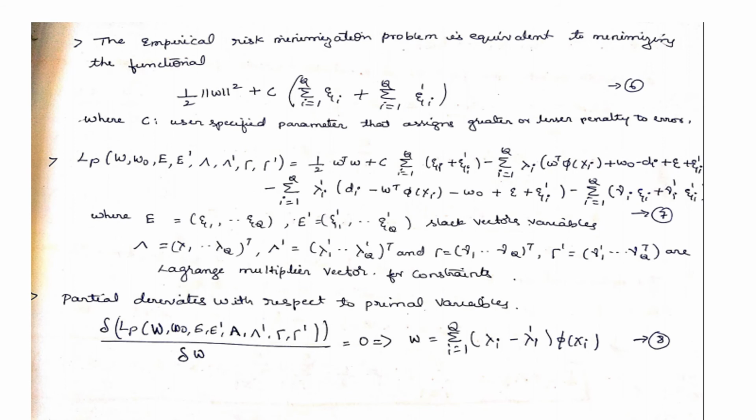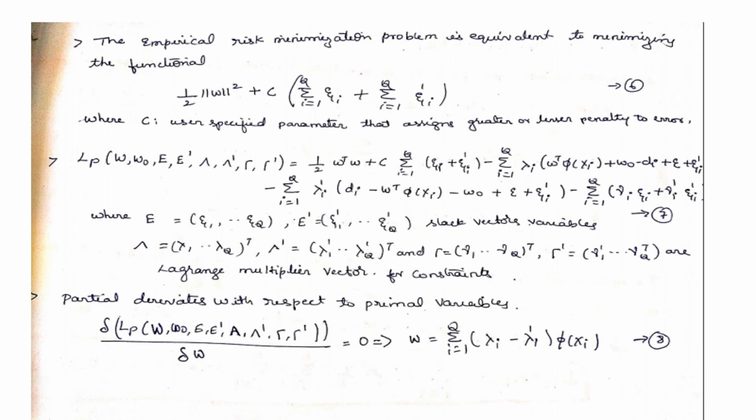So where capital E refers to epsilon 1 to epsilon q, E prime refers to epsilon prime 1 to epsilon prime q. These are the slack variable vectors. Lambda will be equal to lambda 1 to lambda q transpose, lambda prime equal to lambda 1 prime to lambda q prime, and gamma equal to gamma 1 to gamma q, like that. So these are all Lagrange multiplier vectors for the constraints defined.